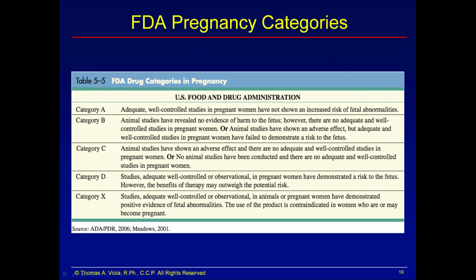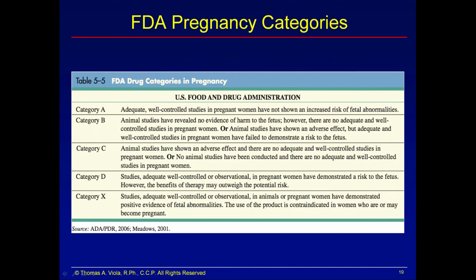So what does that mean to me, Viola? Well, you can take this. Category A drugs, pretty rare. It's hard to find a drug that's been proven to be safe in pregnancy. They're out there, but they're not easy to find. I think it's because, as a side note, it's probably hard to find people who are willing to take the studies and actually be volunteers.